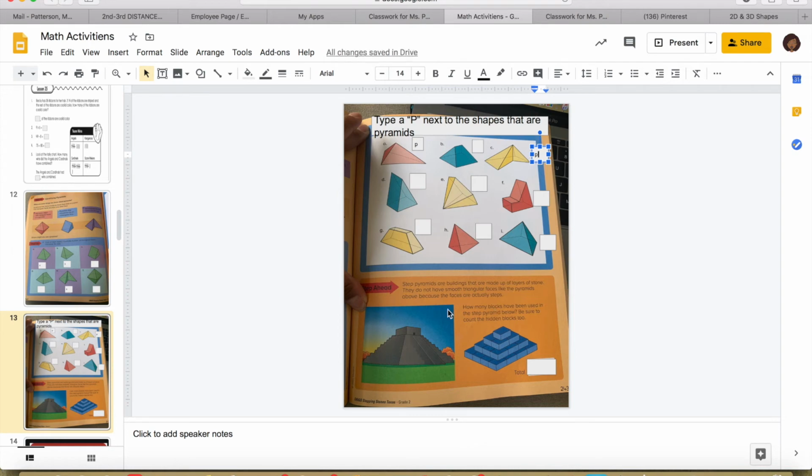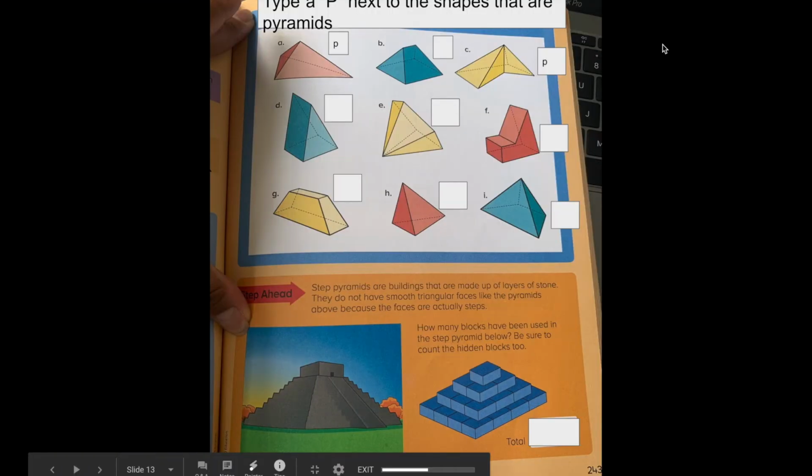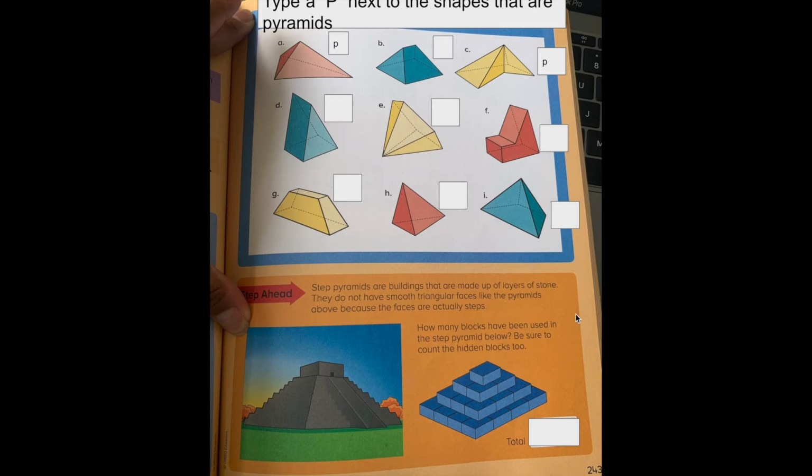Now this one I just want you to do your best. I'll read it to you, but I want to see what you think. This says step pyramids are buildings that are made up of layers of stone. They do not have smooth triangular faces like the pyramids above because the faces are actually steps. How many blocks have been used in the step pyramid? Be sure to count the hidden blocks too. So it's not asking you to count this gray one over here. That'll be impossible. We can't really see that. It wants you to use your imagination and count these.